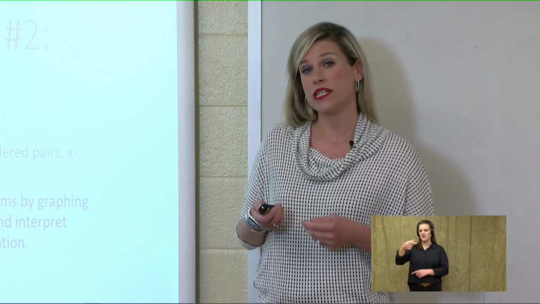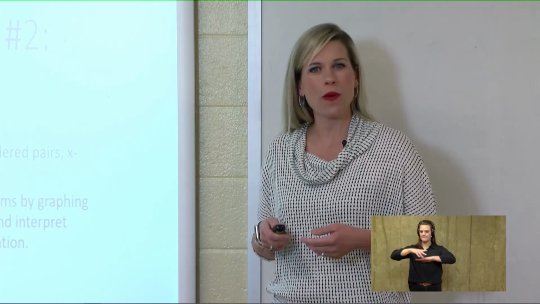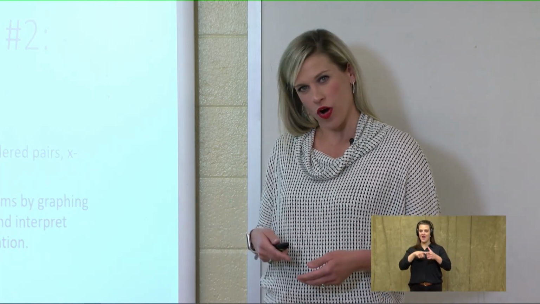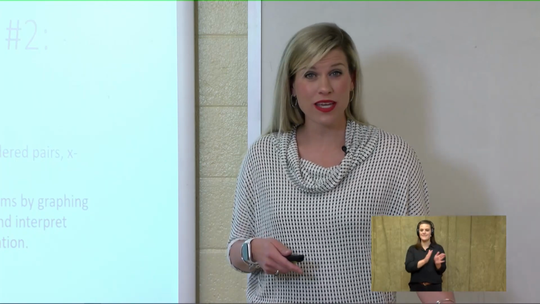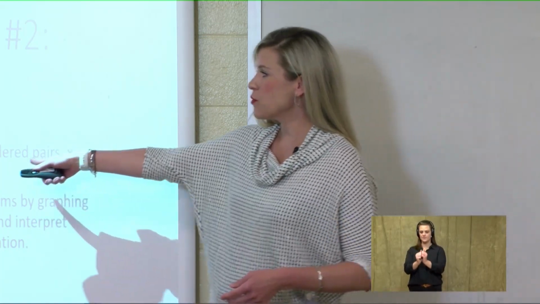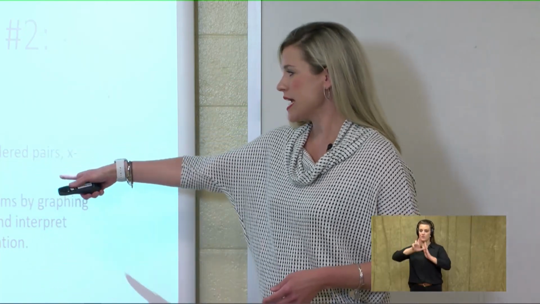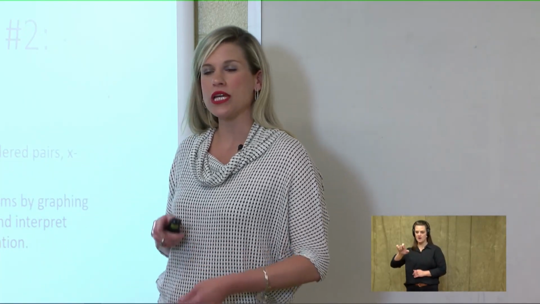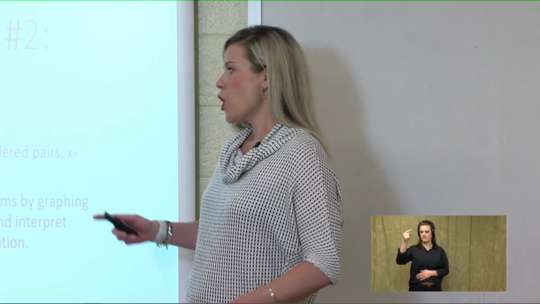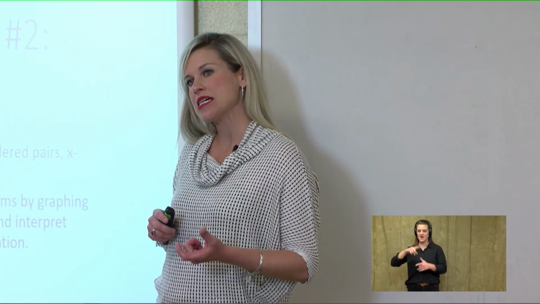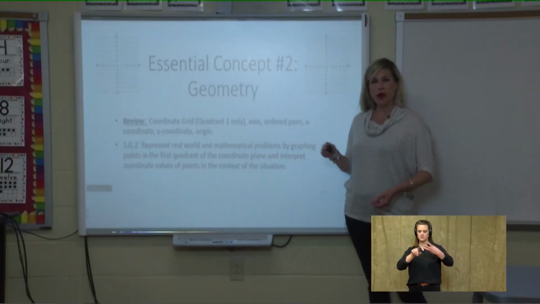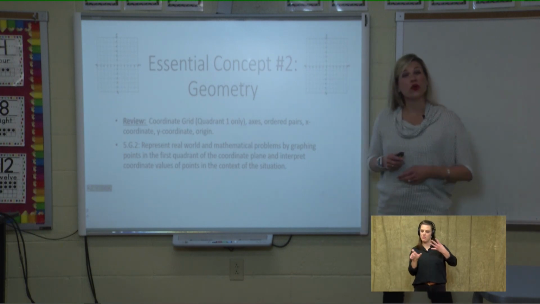Today we're going to continue on with our essential concept, geometry. We're going to work on our coordinate plane again. We're going to talk about all the parts of the coordinate plane, and then we're going to put together patterns from last week and our coordinate plane from this week. So take a look. We're going to review the coordinate grid, and we're only going to look in the first quadrant, one section of the grid. We're going to review what an axis is, x-axis and y-axis. We're going to talk about ordered pairs, and we're going to talk about the origin.